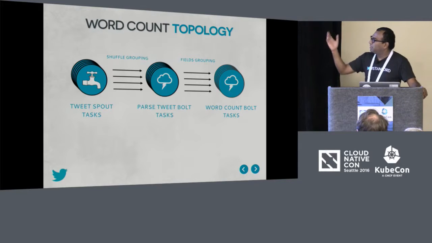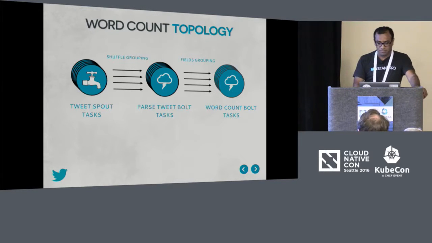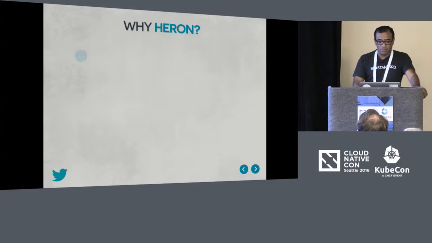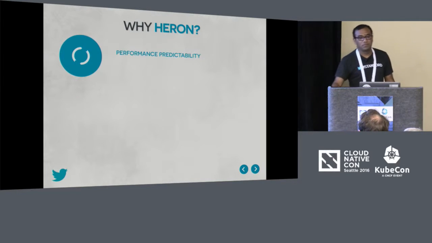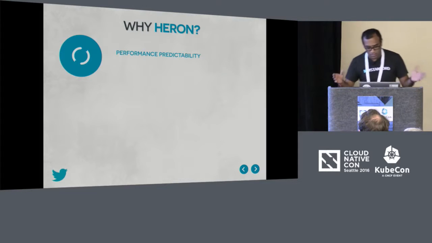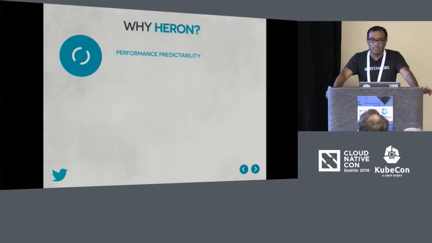So this shuffle and fields grouping combination achieves the results that you would like. Now, why can't we use Storm? We had a lot of issues with Storm, and we summarized around 19 or 20 issues based on running Storm at scale for a couple of years. And that's one of the reasons why we decided to do Heron.